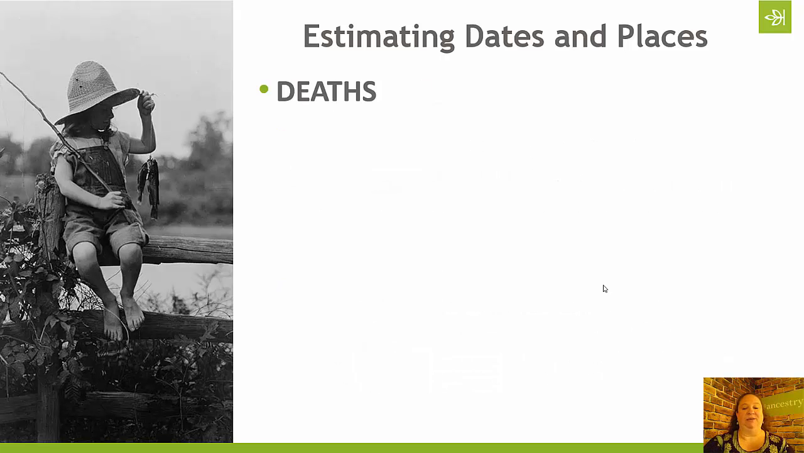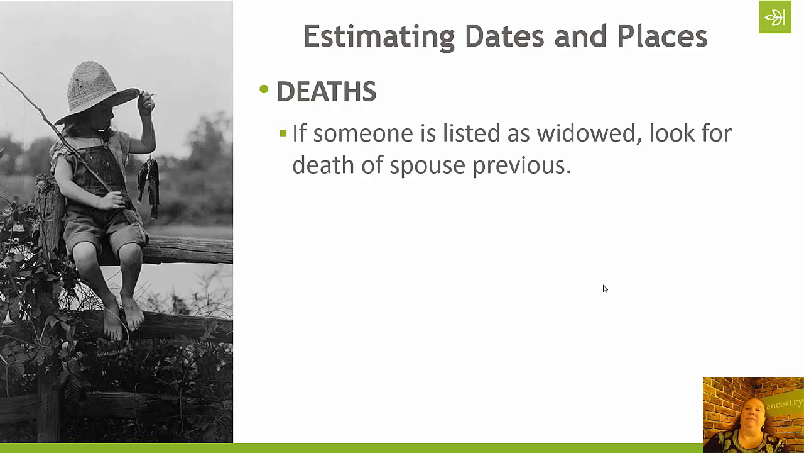Okay, let's talk about death. So we've worked our way through the life cycle here: birth, marriage, and now death. Just a couple of things to look for as you come across records. If someone is listed as widowed on a census record, in a city directory, in newspaper articles, any number of places where that information might show up, look for the death of the spouse previous to that date. That seems like basic information, but sometimes we just don't clue in on that.